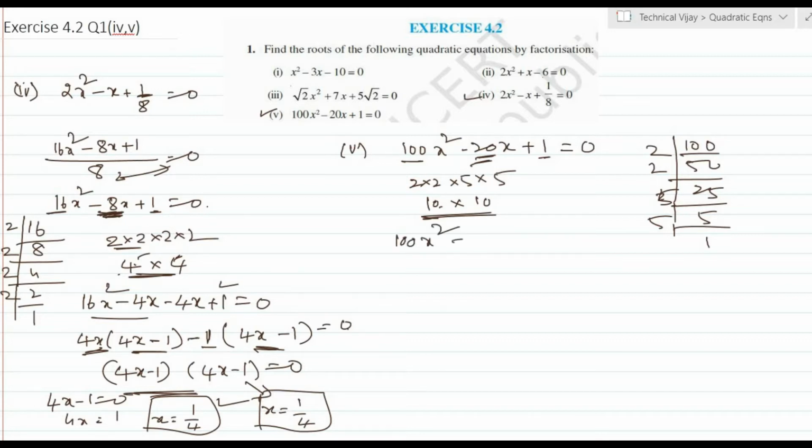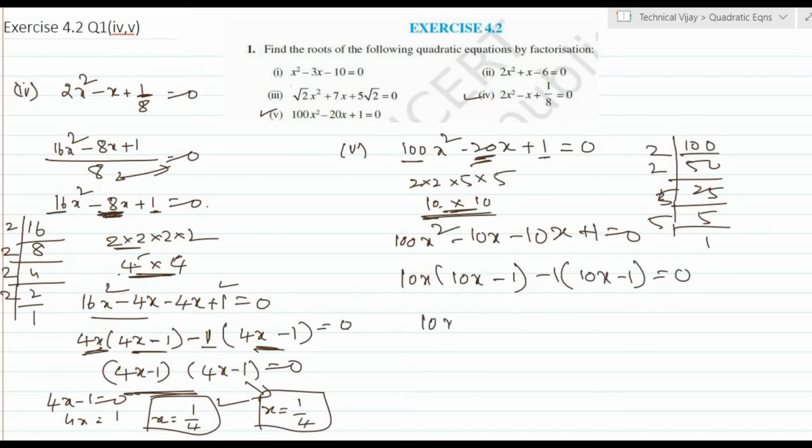100x square minus 10x minus 10x, because here minus 20x is there. So we will take both as minus. 10x minus 10x plus 1 equal to 0. So here 10x I will take common. So remaining will be 10x only minus 1. And here minus 1 I will take. This is 10x minus 1. This is equal to 0.